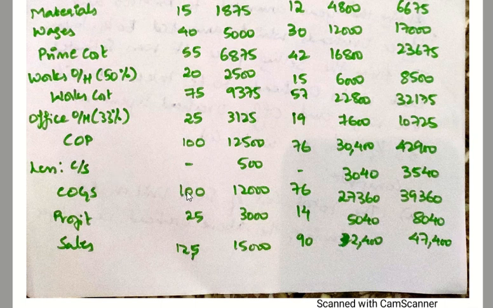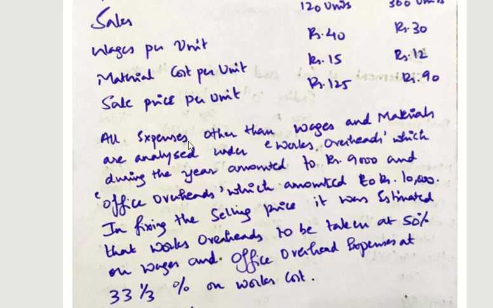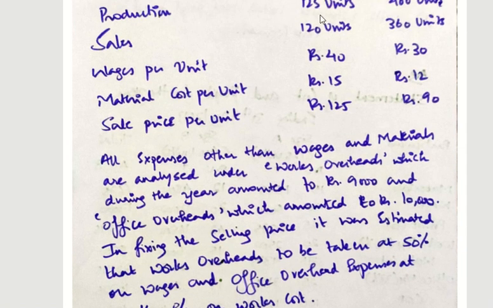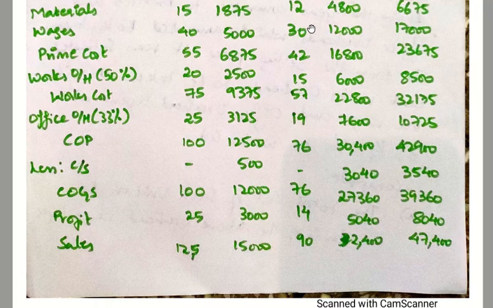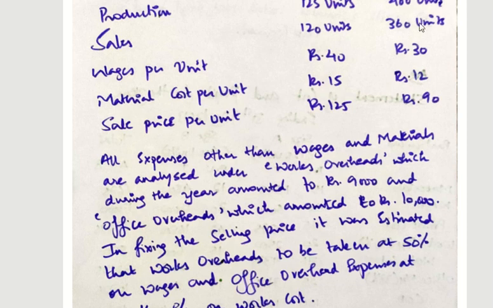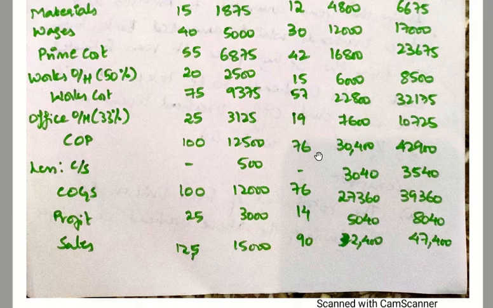Now you're supposed to minus your closing stock. If you see, the production started with 125 units, but sales is done for only 120 units. So 5 units is your closing stock for size A, and 400 minus 360, 40 units is your closing stock for size B. So how much is your closing stock? Total closing stock is equal to 500 rupees.